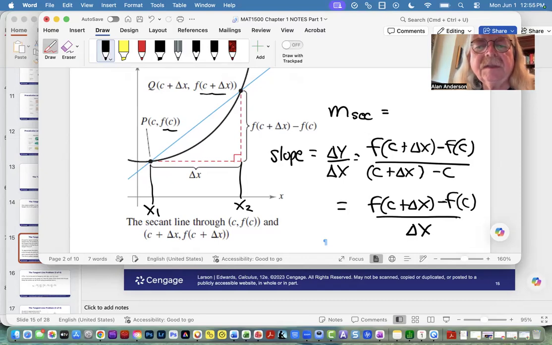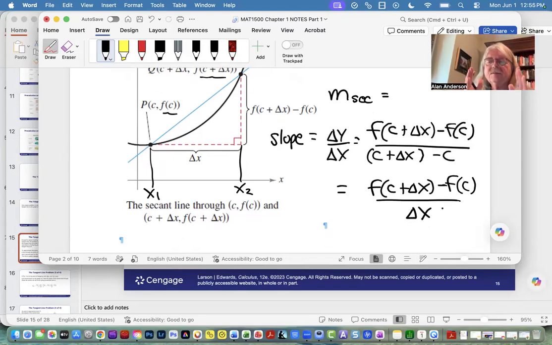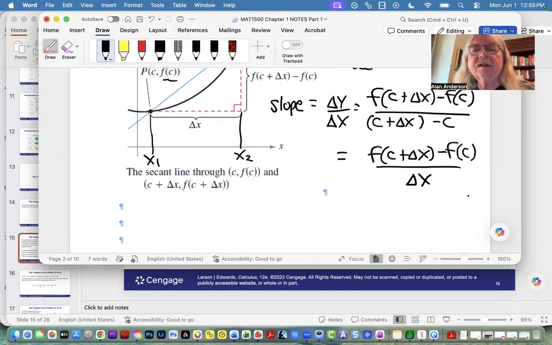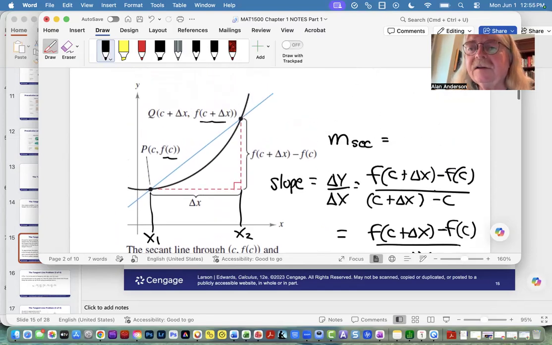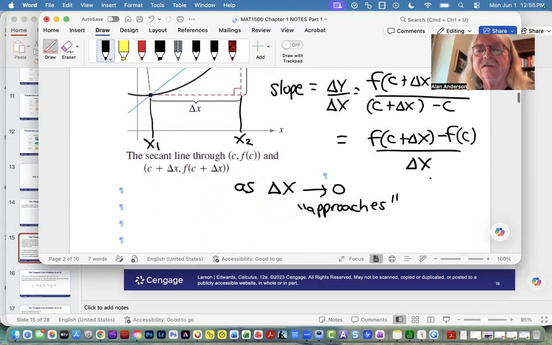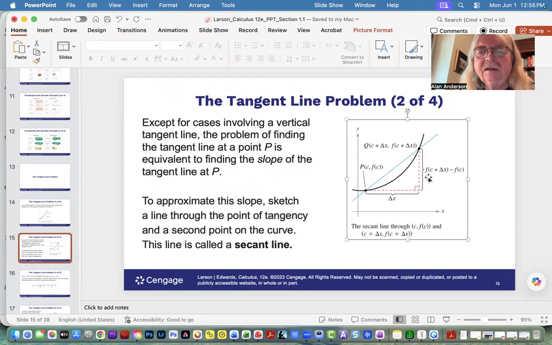Okay, so as I said, as the distance between the x's gets smaller, in other words, as delta x gets smaller, which we'll write like this, this little arrow means approaches or converges to, the slope of the secant will eventually match the slope of the tangent line to that curve.